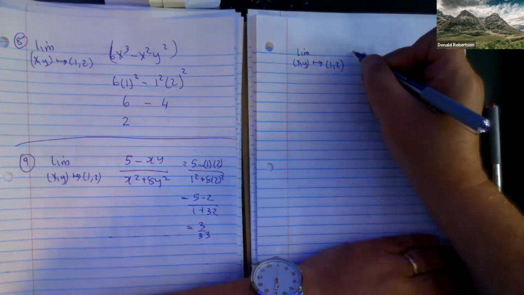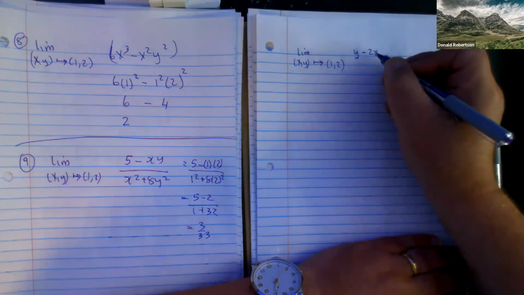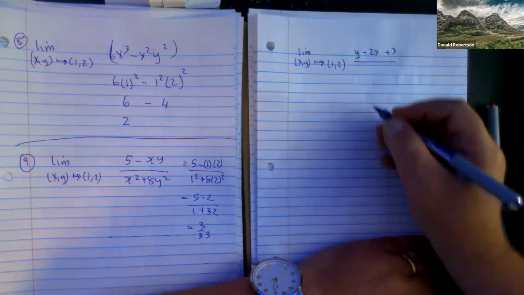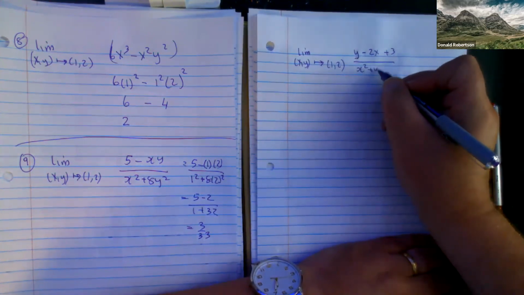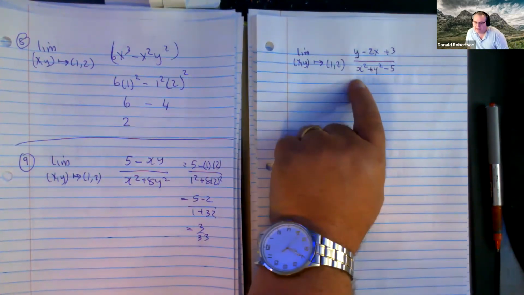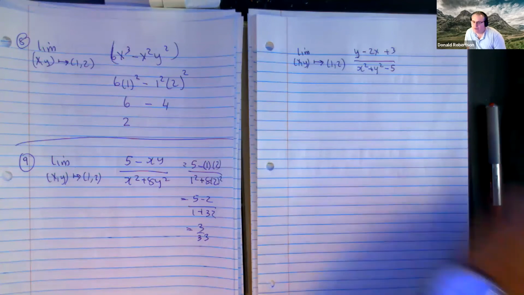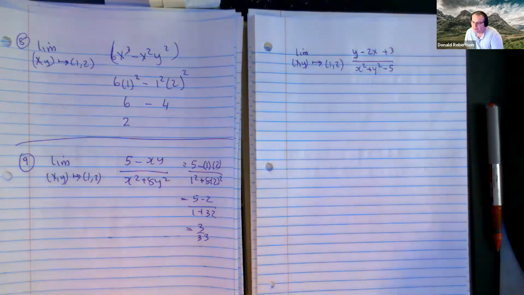So let's do y take away 2x plus 3. Okay, that would make the top 0. And let's do x squared plus y squared minus 5. If you plug 1, 2 in here, do you get 0 over 0? You can't do it, right? Agreed? Put x equals 1, y equals 2, you get 0 on the top, you get 0 on the bottom.